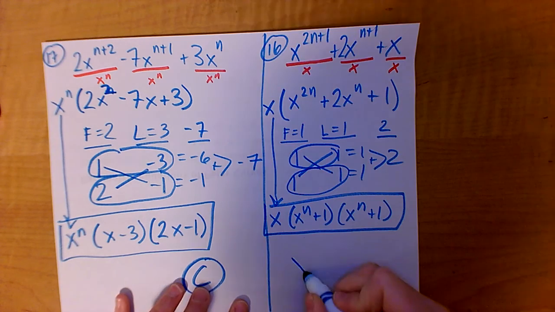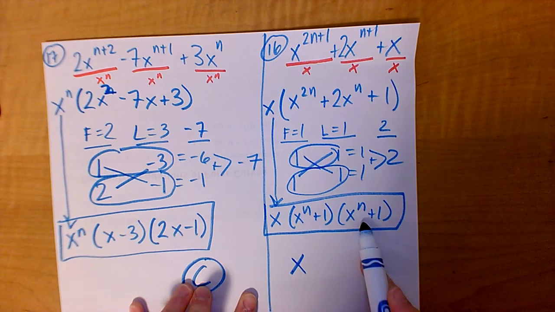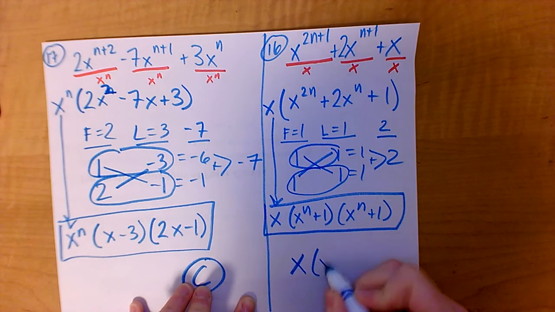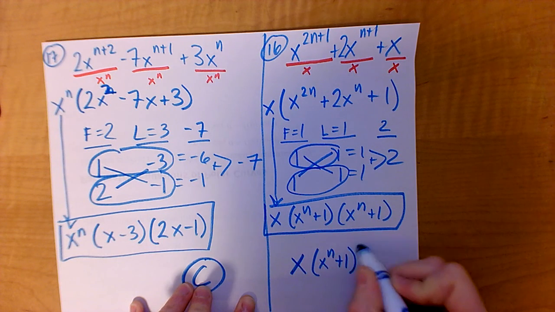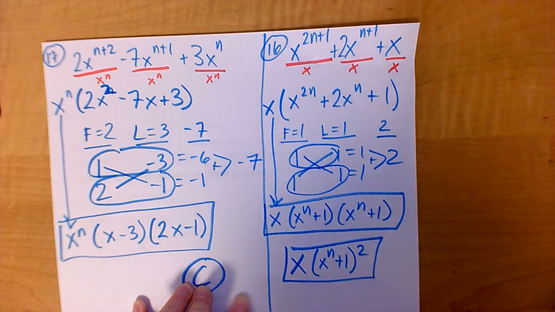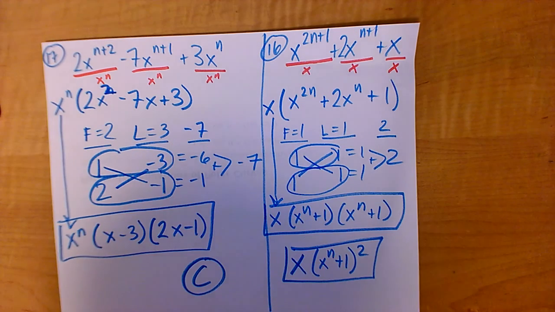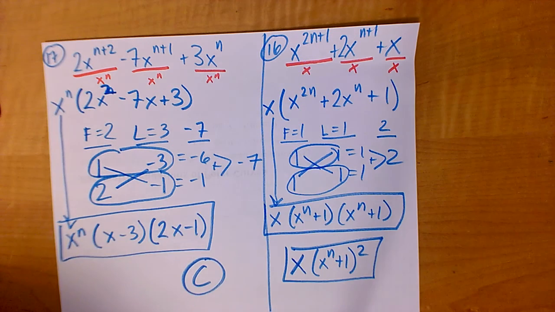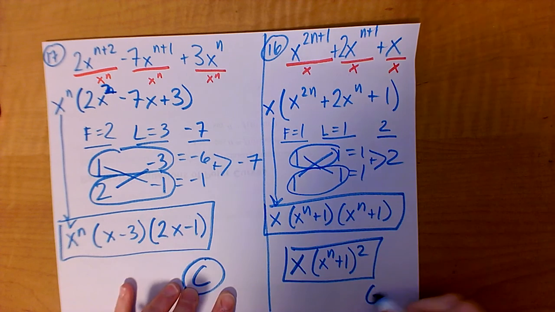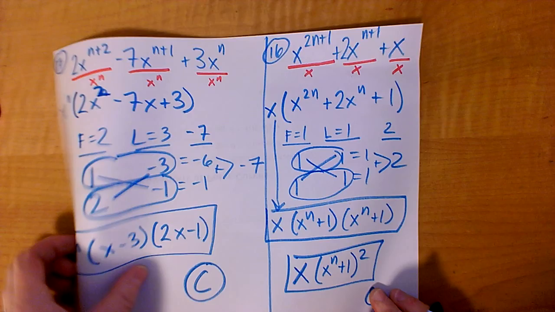And another way that you could write this is you could have the x out in front, and because you have two of these and they're exactly the same, that's the same thing as x to the n plus 1, the whole thing squared. Alright, so which option is this? This is going to be option G. Okay, so 16 is G.